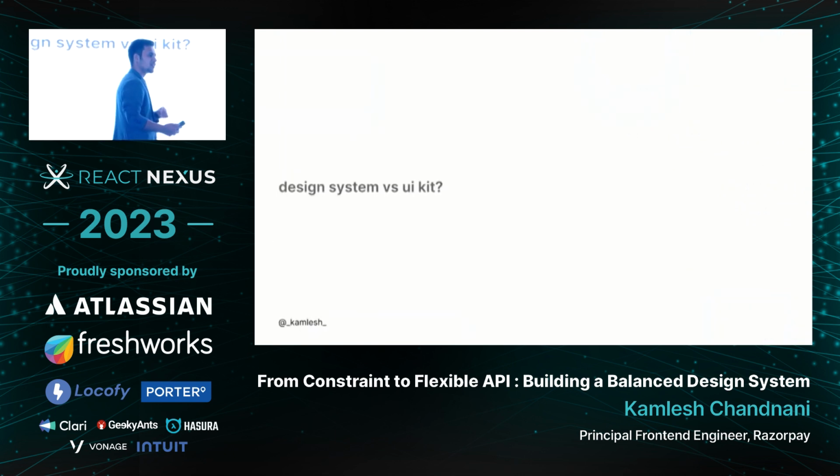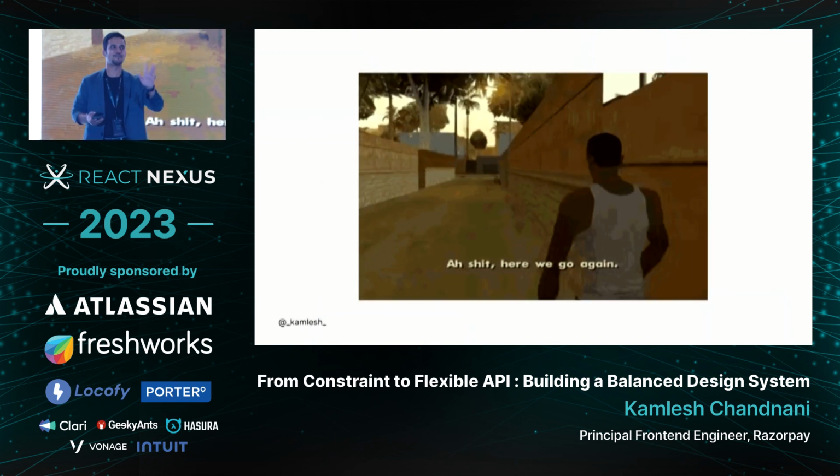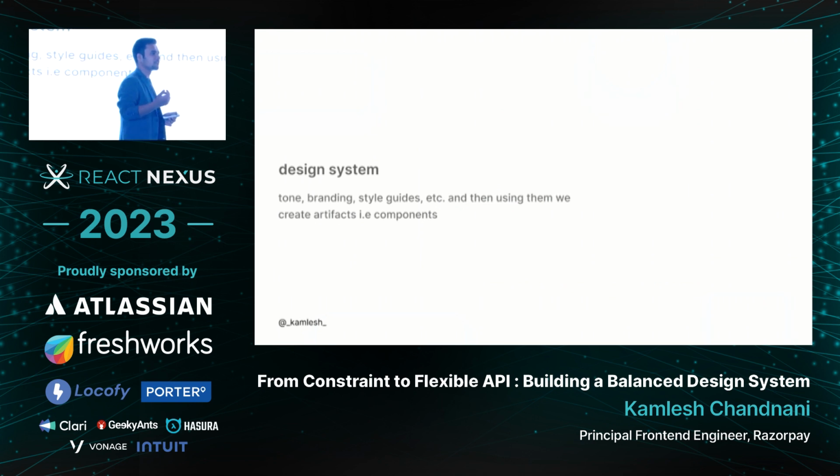So let's start with design system versus a UI kit. Yeah, I know this is the reaction that you might have, right? Okay, I'm not going to bore you. What is a design system? A design system basically dictates your style guides, your branding, your tone, your copywriting, everything, right? And what we produce as artifacts are components. So it's not just components, but the components are just artifacts of all of these things.